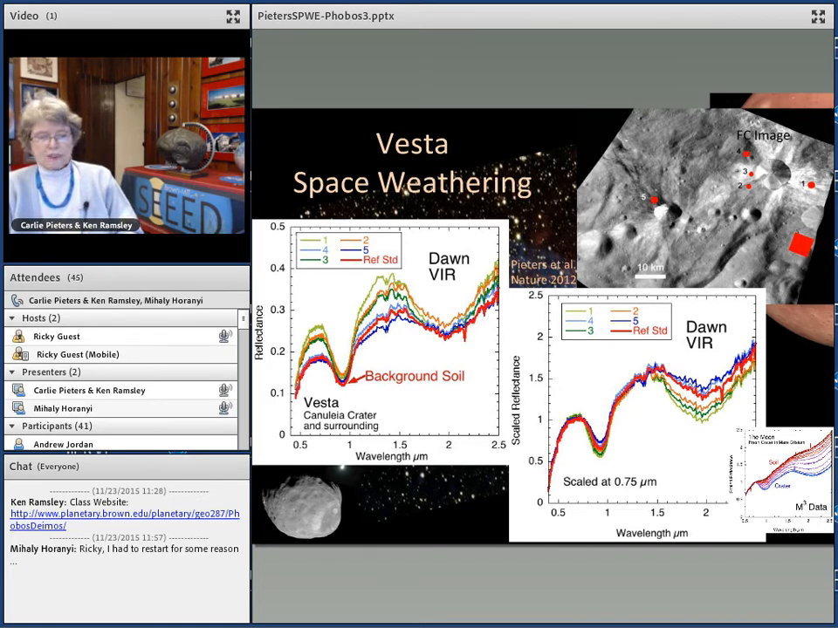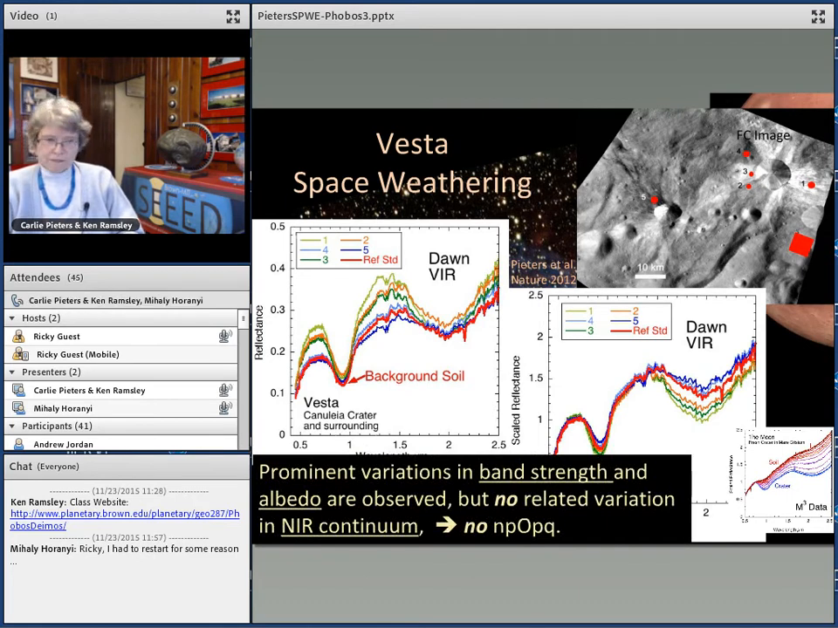So what this tells us is that on Vesta, there are prominent variations in band strength and albedo, but no related variations in the near-infrared continuum, which implies that at Vesta, there are none of these nanophase opaques developed on the surface of grains in the regolith.